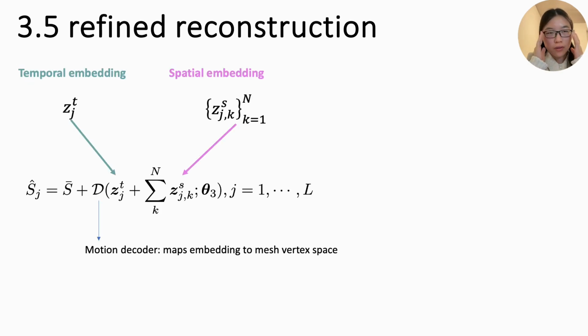In the final refinement stage, we combine the temporal embedding and spatial embedding generated from the two models by adding them together and feed it to a motion decoder. The motion decoder maps the combined embedding to mesh vertex space, added with the subject neutral face, to generate the final refined 3D face for every frame.